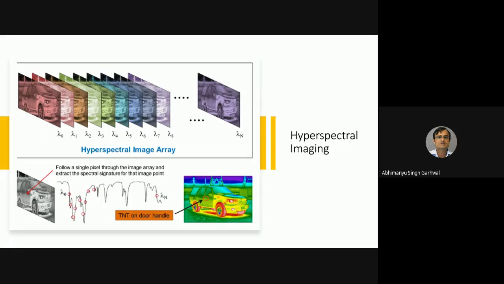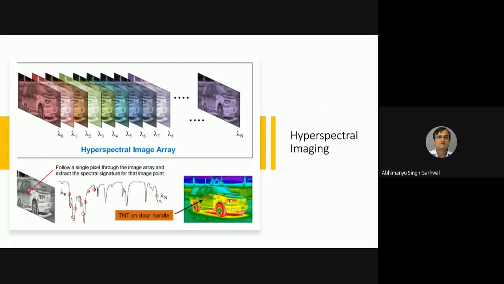So in hyperspectral imaging, two-dimensional images are captured at different wavelengths. Like this, you can see the same car image is captured at lambda zero. That means any wavelength, that might be 750 or 650. Then another at lambda one, lambda two, lambda three, lambda four, up to lambda n, as many as you want, how many wavelengths you want to capture, 200 wavelengths, 300 wavelengths. So these two-dimensional pictures at different wavelengths contain different kinds of information. And from that information, you can extract the information as per your requirement.